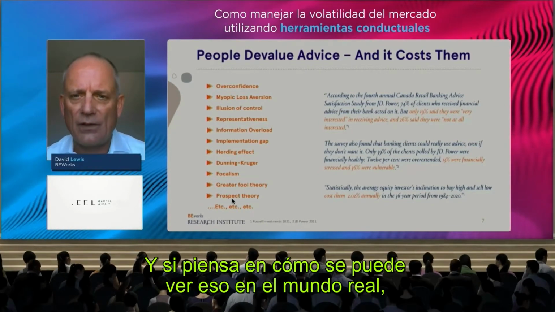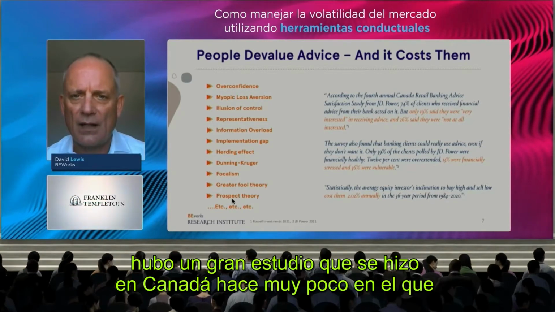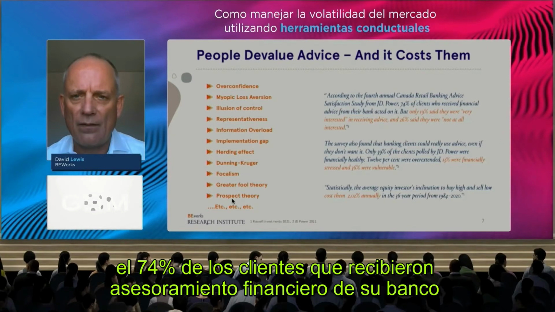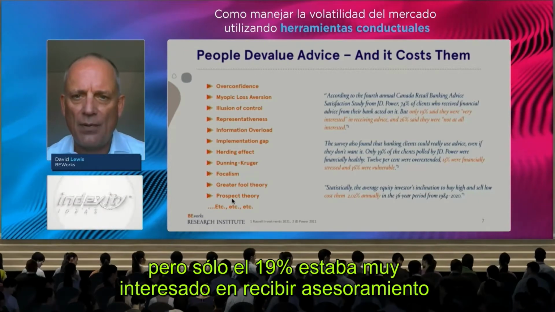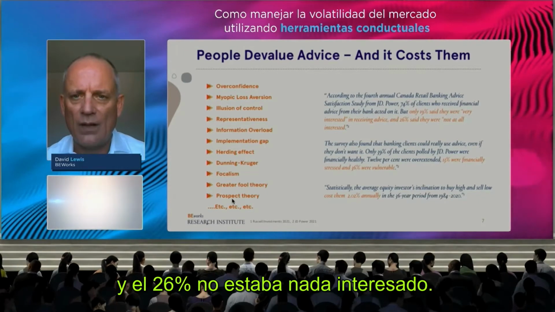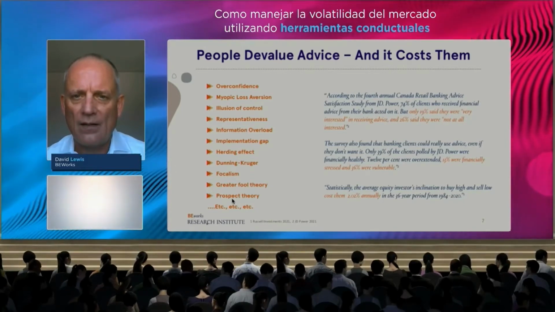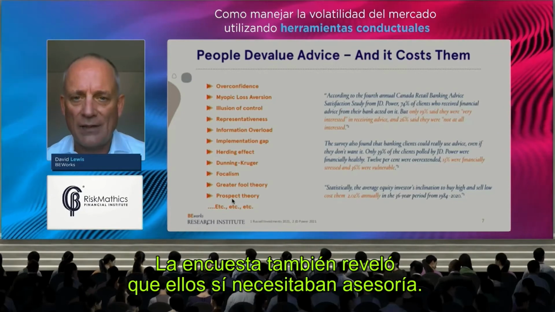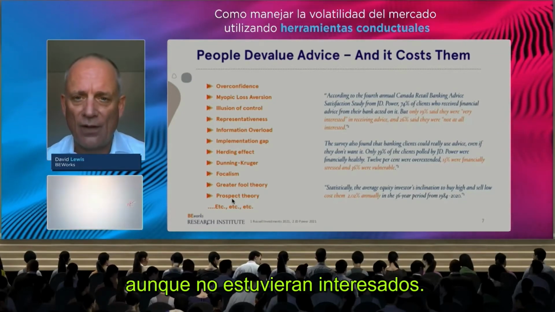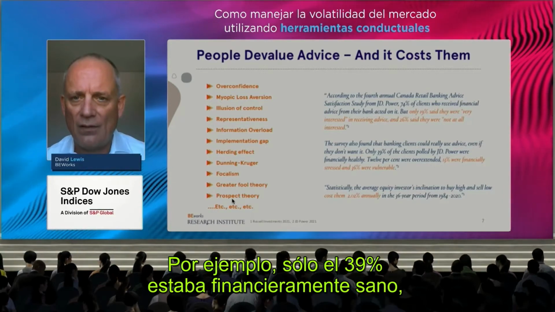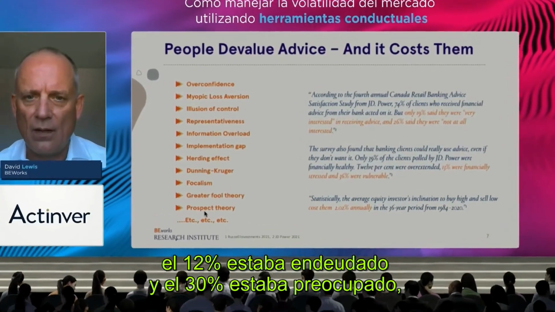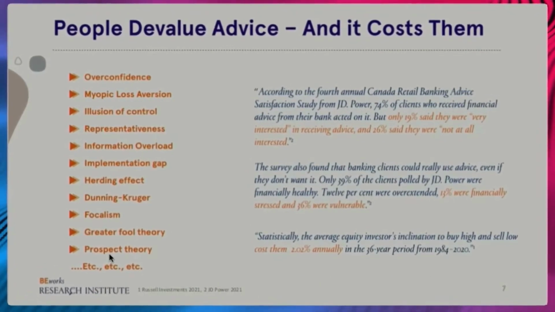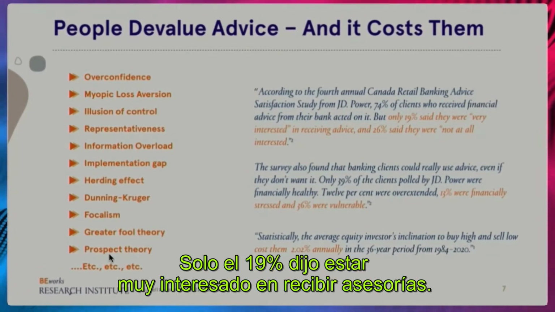And if you think about how that actually can be seen in the real world, there was a great study that was done in Canada very recently, where 74% of clients who received financial advice from their bank acted on it. But only 19% were very interested in receiving advice, and 26% were not at all interested. And the survey also found that those people actually really needed advice, even though they might not have been interested. For example, only 39% were financially healthy, 12% were overextended, and 13% were stressed, while 36% were vulnerable. That said, again, only 19% said they were very interested in receiving advice.